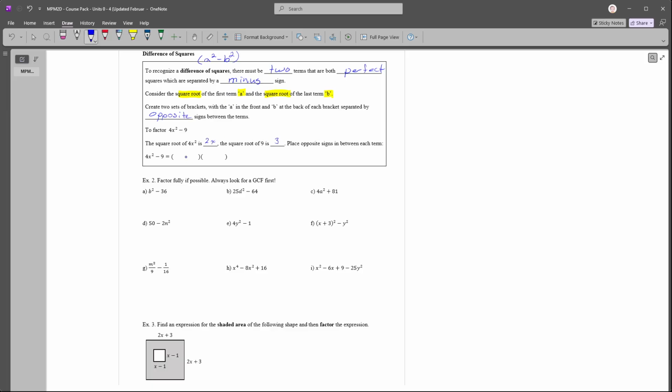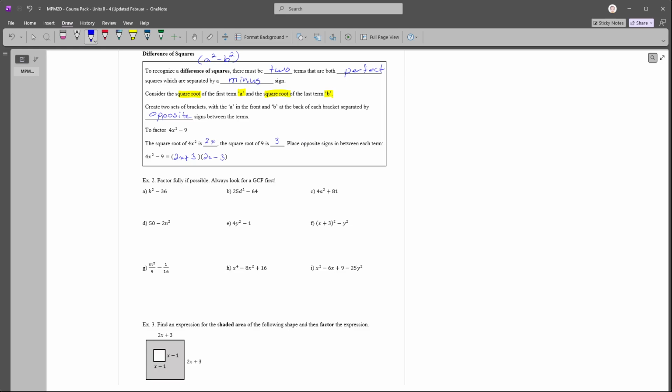We're going to place the opposite signs in each set of brackets. And now we just put a on the first term and b on the second term. So a here is going to be 2x, and then b is going to be 3. And then over here we have 2x and 3 again. And that's it.